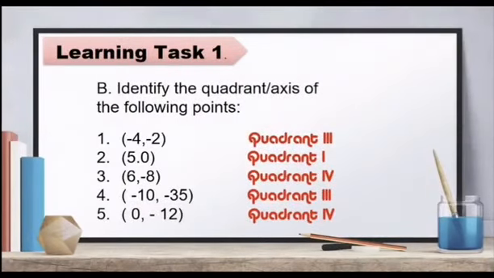Letter B. Identify the quadrant or axis of the following points. Number 1, negative 4, negative 2, Quadrant III. 5, 0, Quadrant I. 6, negative 8, Quadrant IV. Negative 10, negative 35, Quadrant III. And 0 and negative 12, it is located on the negative y-axis.